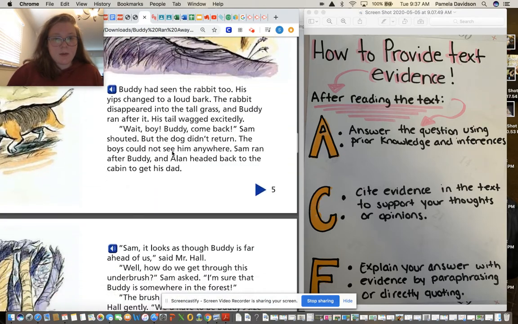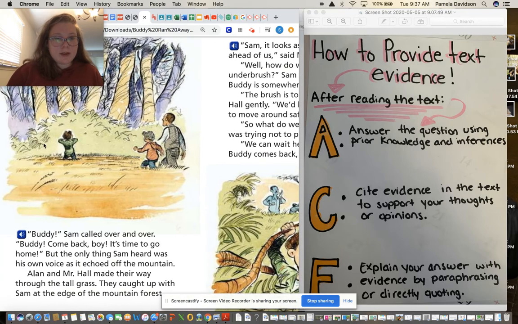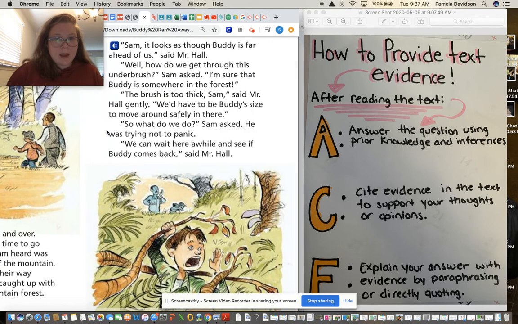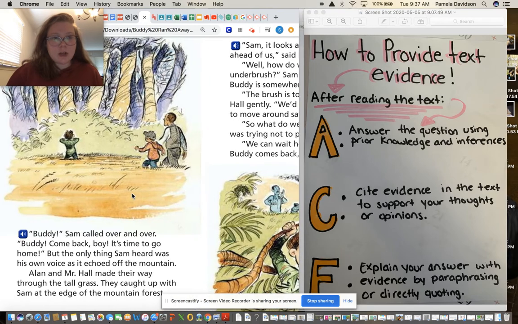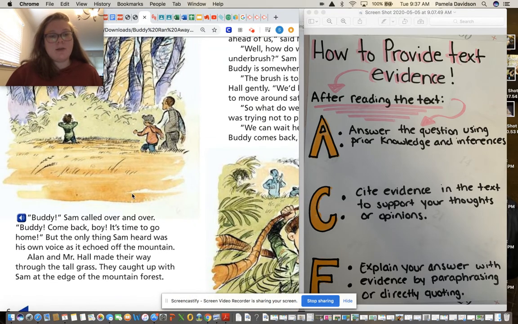I think I remember. Now, if you look, this is the underbrush, right? And then this is also the underbrush over here. So I know it's going to be on one of these two pages.